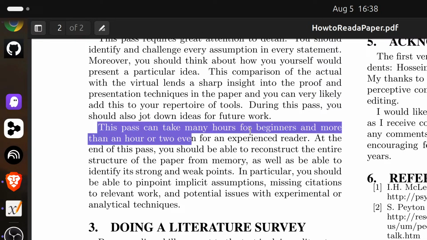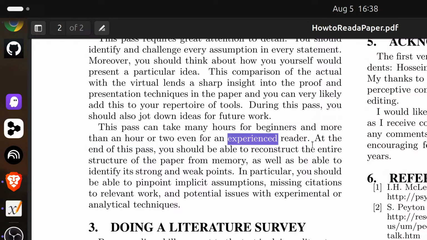Okay, then this pass can take many hours. At the end of this pass, you should be able to do a literature survey. Your paper reading skills are put to the test in doing a literature survey. This will require you to read tens of papers, perhaps in an unfamiliar field. What papers should you read? Here is how you can use the three-pass approach to help.